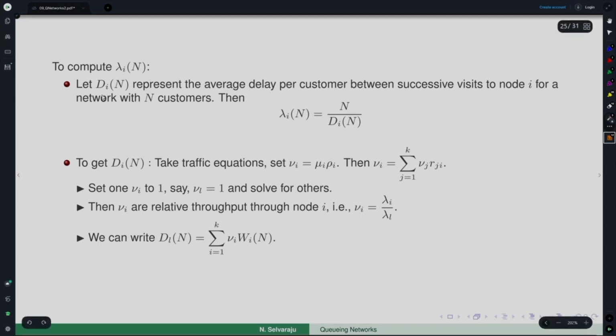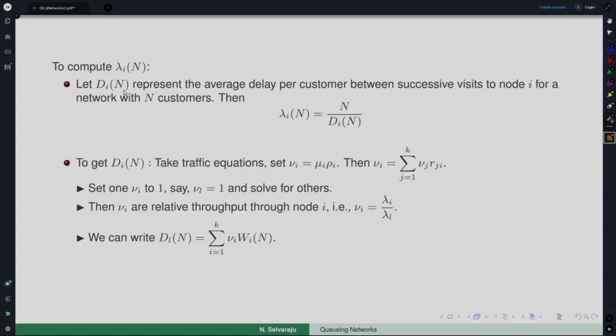Note that we want to compute this lambda i of n, for which we define di of n, the average delay per customer between successive visits to node i for a network with n customers. So it is the average time it takes, once a customer leaves node i, to come back to this node again. Then, per customer, the arrival rate would be, as per the laws of conservation, 1 over di of n. You have seen similar analysis in Markov chains and elsewhere. Since the network has n customers, the arrival rate lambda i of n would be n over di of n.